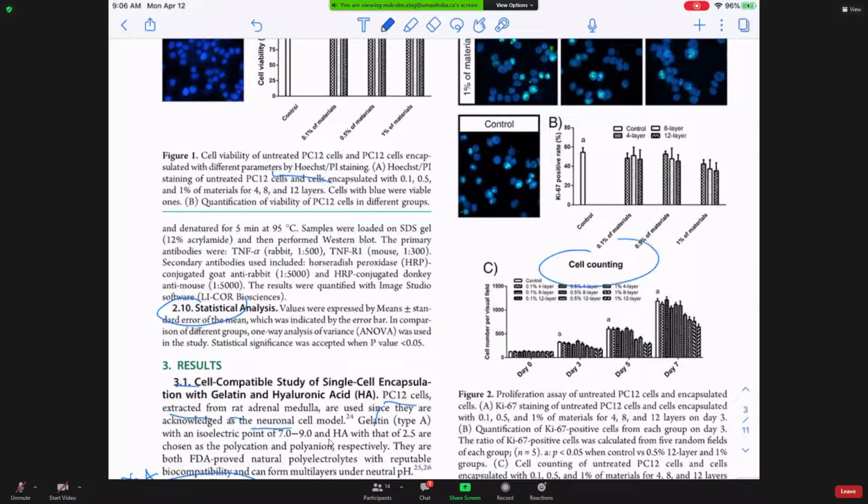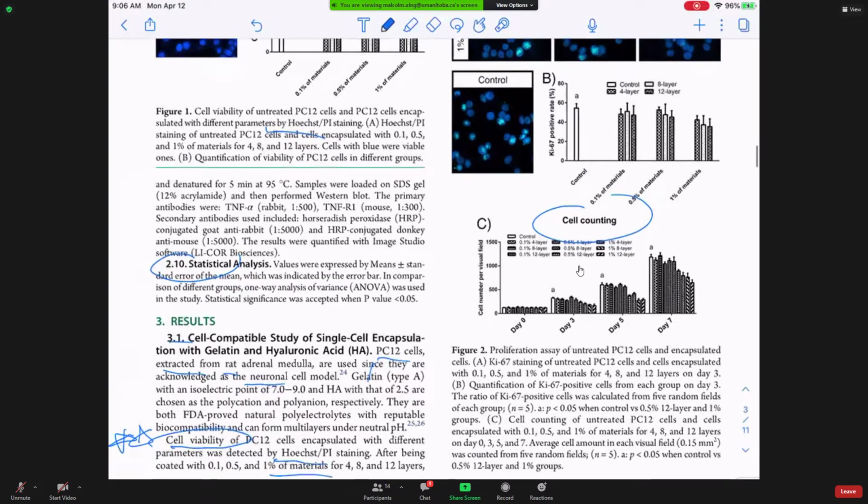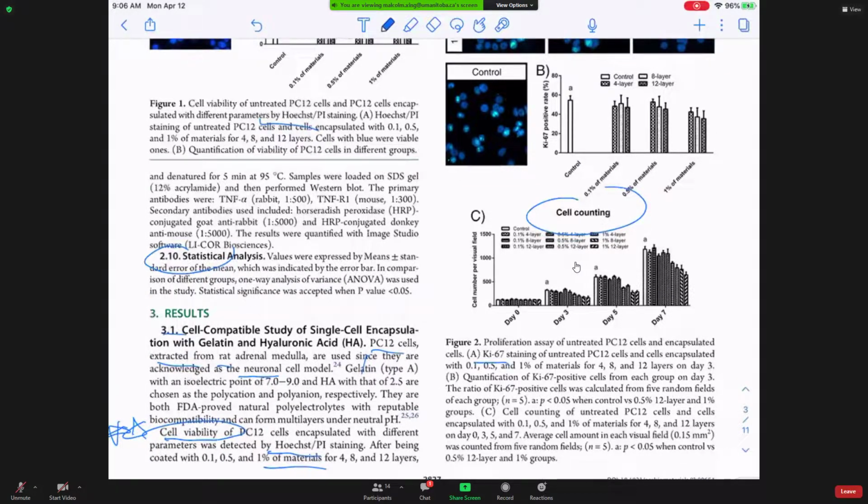And we can count cells. From this one, we look at the proliferation of cells: untreated PC12 cells as a comparison, and encapsulated cells. So Ki67 staining, untreated and encapsulated. We quantify the Ki67 numbers for each group, then measure the cell number increase and decrease.